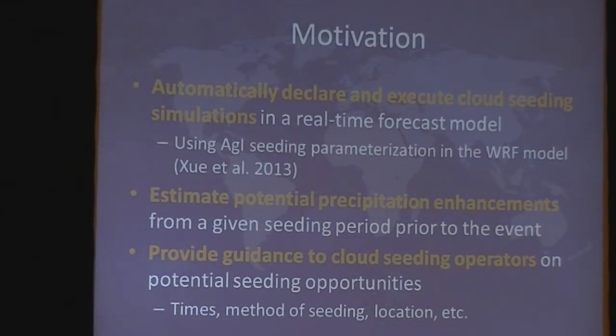But some of the other benefits for having this in real time is that we can estimate the potential precipitation enhancements from a given seeding period prior to that event using this forecast. And then that can provide guidance to cloud seeding operators on those potential seeding opportunities. It can help guide them in times to look for and turn on seeding, the method of seeding, whether it should be ground-based, airborne, or a combination of the two, and which location. In the case of Idaho Power, there are 3 different target areas that they're working on, and so we can look at which is the best location for a given time and so forth.